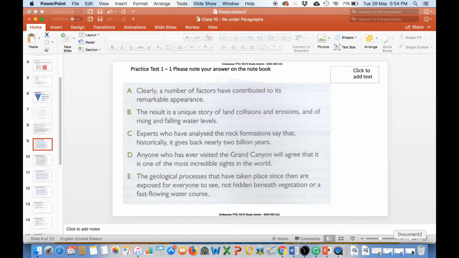Now this is my first reorder paragraph. This is the one we are going to solve today. So how to approach the question, that's important.